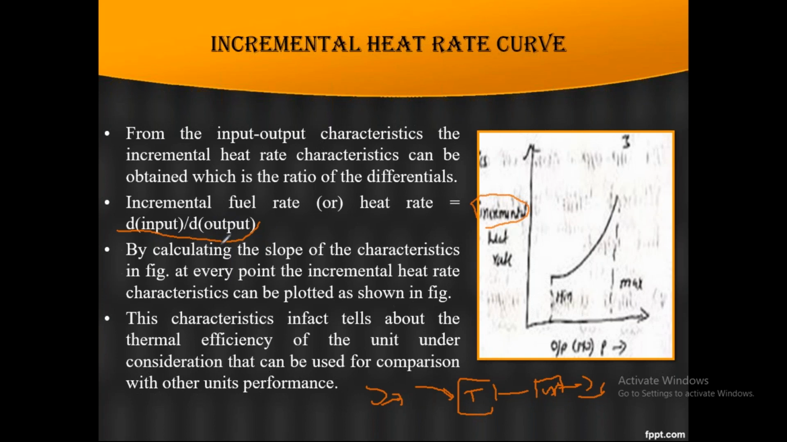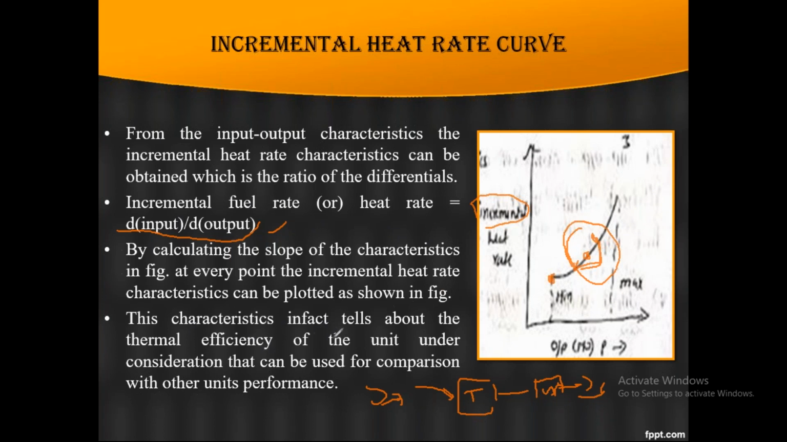So how is the quadratic equation? Based on that quadratic equation, if you differentiate these values, you will get the incremental fuel rate at each point. At different points we solve like this. By calculating the slope of the characteristic in the figure, at every point the incremental heat rate curve can be obtained. This is one method. Otherwise, by calculating the slope, as you already did for the open circuit characteristics of the generator, that is the magnetizing characteristics, if you find these slope values, then you can get the incremental fuel rate.